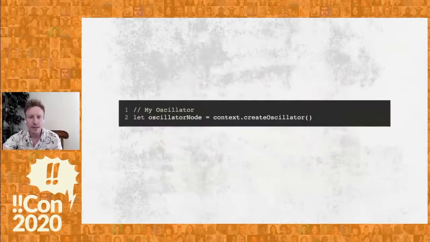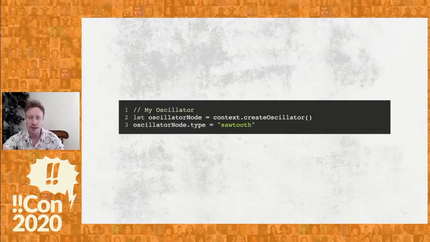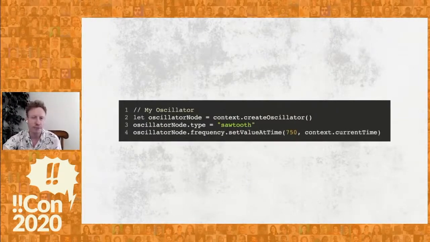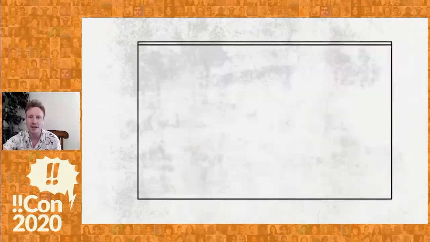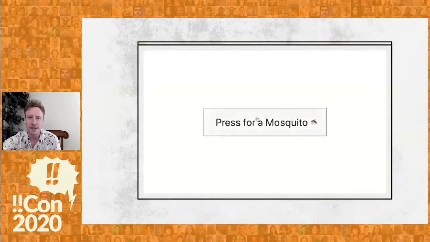So I played around with my oscillator node. The sawtooth, again, was the best node type for this. And I set the frequency to about 750, and that gave me a Mosquito that sounded a little like this.